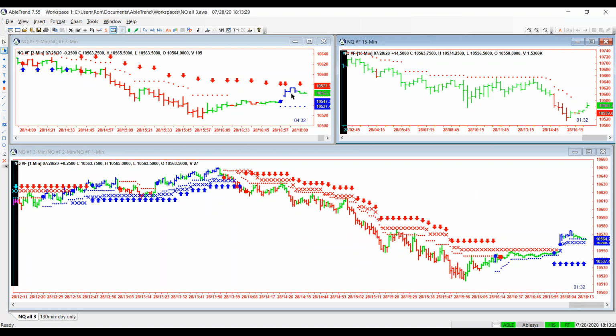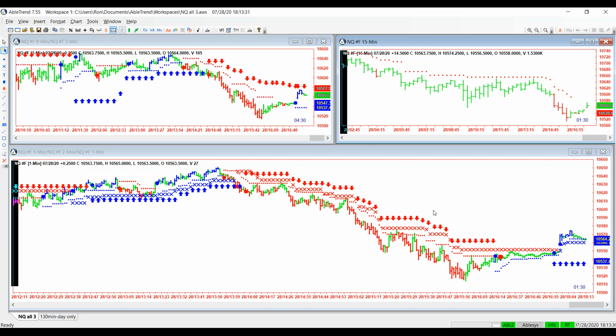It'll be very obvious. So this is an intraday mini NASDAQ chart. Let me just do something here.